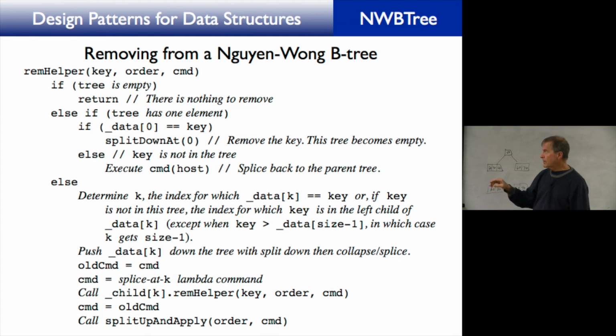Okay? So else, the key is not in the tree, and we execute command.host. So else, we splice back up to the parent tree. Otherwise, what happened is we kept pushing one down, and we did not encounter the one to be removed, so we just kept pushing another one down, another one down, and when we got to the end, we pushed it down unnecessarily. So we just execute command.host.